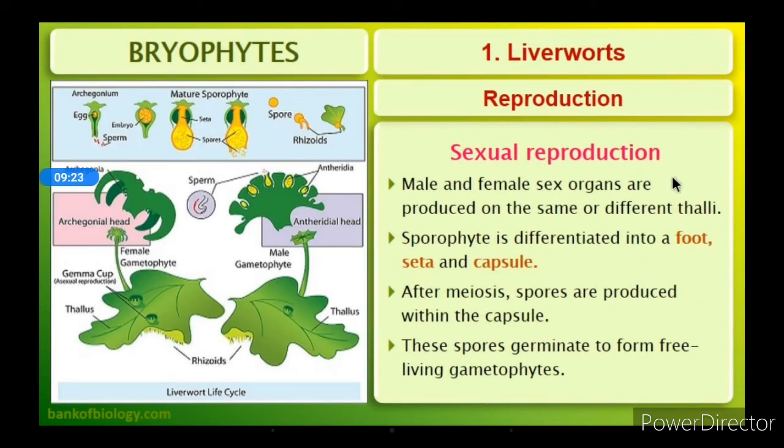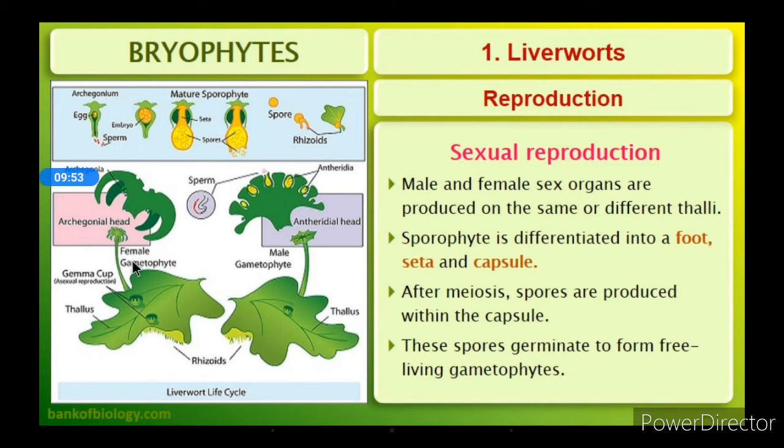Then about sexual reproduction: how does sexual reproduction take place in liverworts? This we have already discussed before. This is the female plant and this is the male plant. Male and female sex organs are produced on the same or different thalli. That means they can be seen on the same plant or on different plants. Okay. So we already know the female part, or the female gametophyte. Gametophyte means the plant which can produce gametes.